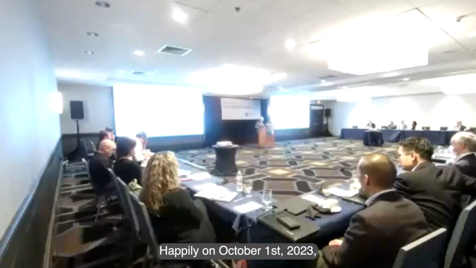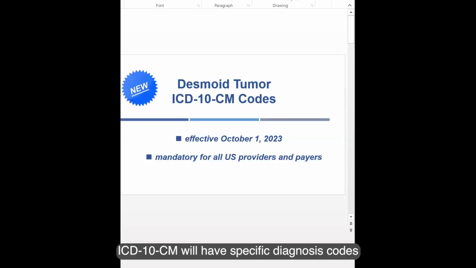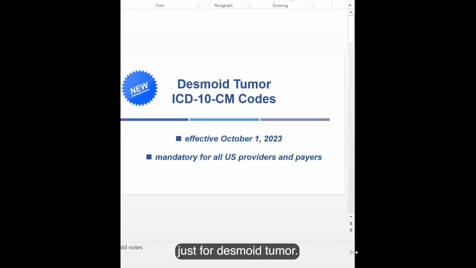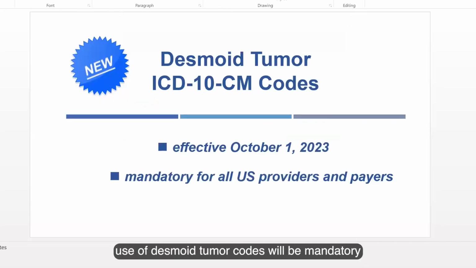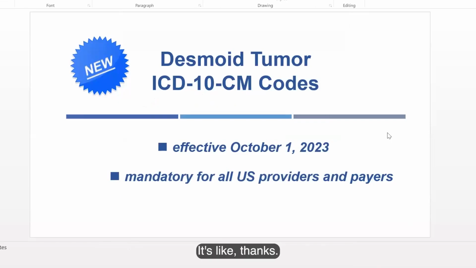Happily, on October 1st, 2023, which is just a week or so from today, ICD-10-CM will have specific diagnosis codes just for desmoid tumor. And as of October 1st, use of desmoid tumor codes will be mandatory for essentially all providers and all payers in the US. So let's see what those codes look like. Next slide, thanks. Seriously, this is what I do all day.